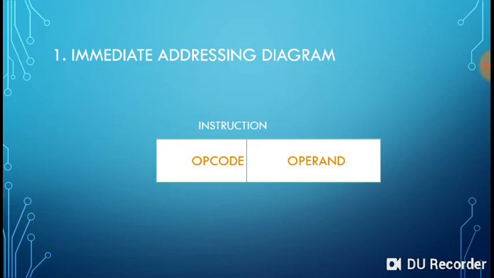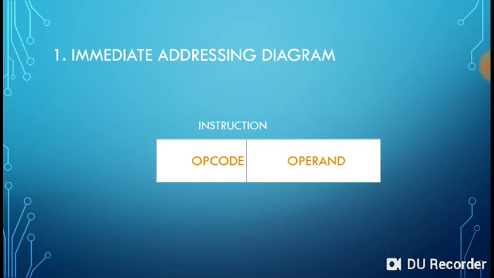In this method of accessing the operand, the instruction, which holds the opcode as well as the operand, does not need to search for the operand in any memory location or in registers, because it is present within the instruction. So the processor's job gets easy.